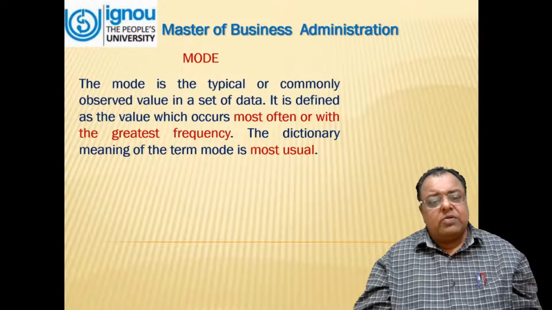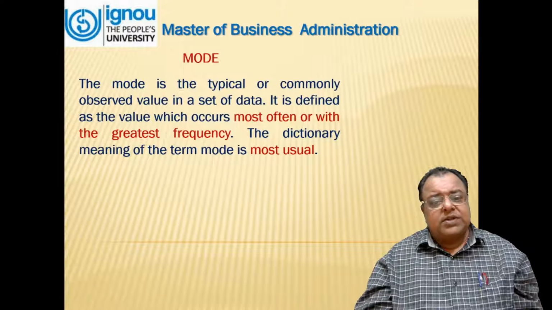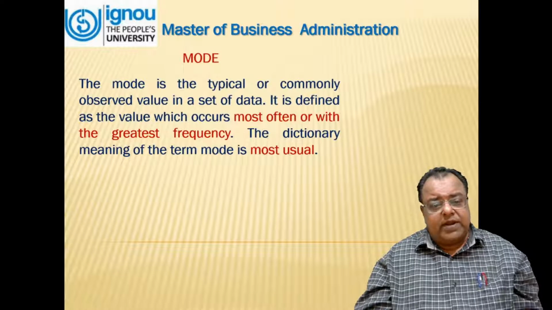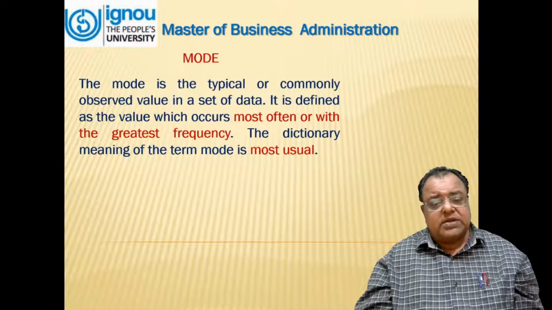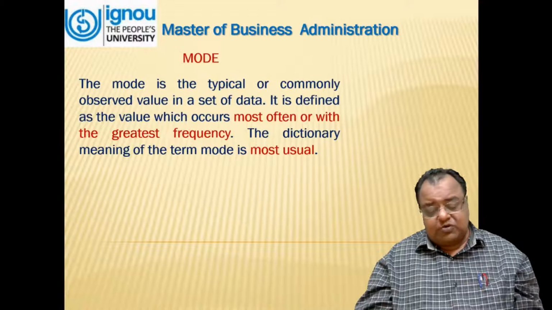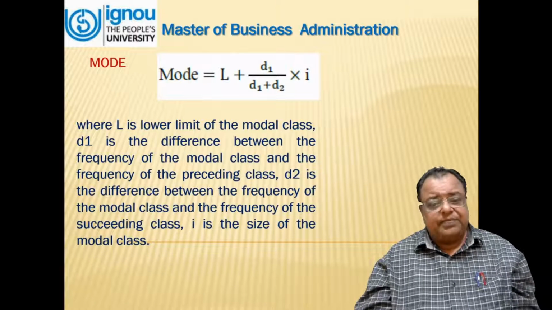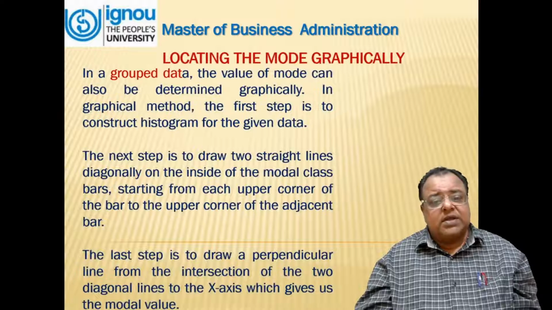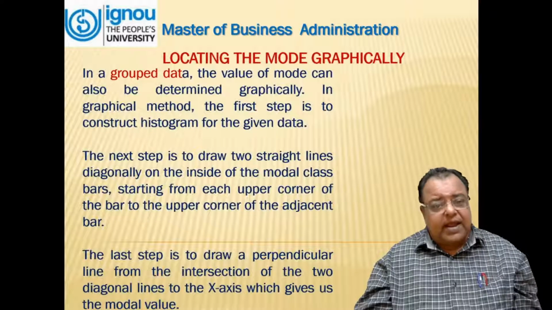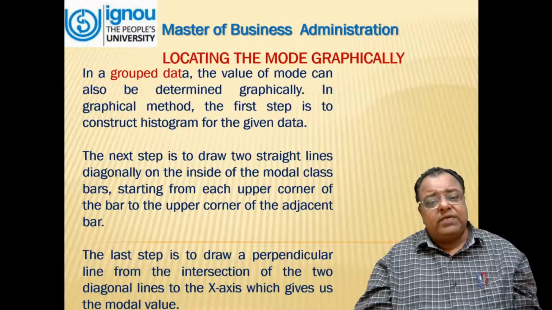Now, we move to the mode. The mode is the typical or commonly observed value in a set of data. It is defined as the value which occurs most often or with greatest frequency. The dictionary meaning of the term mode is most frequent. We have a formula we discussed. Now we will see how this formula is used. And before moving to that, we will see how graphically locating the mode can be done.